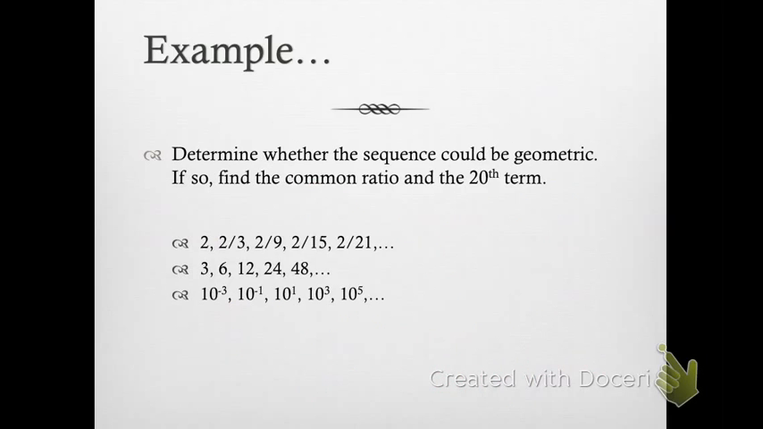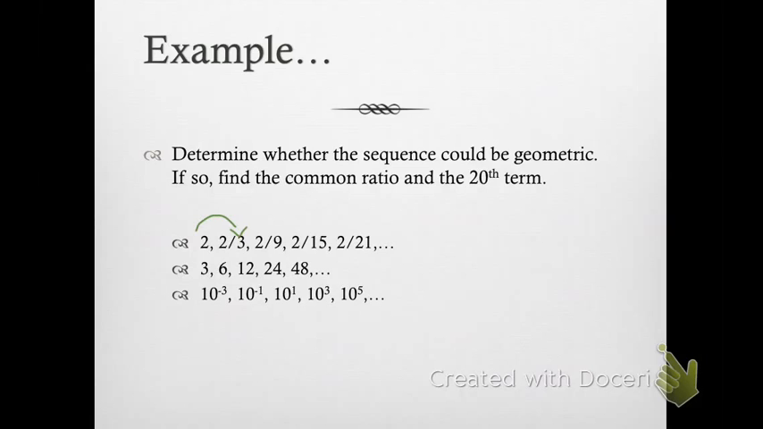So we want to know if the sequences are geometric, and then we'll identify the common ratio, and then we'll work on finding the 20th term. If we're looking for a 20th term, we probably want to use the explicit formula because we can jump to the 20th term without needing to know the 19th.